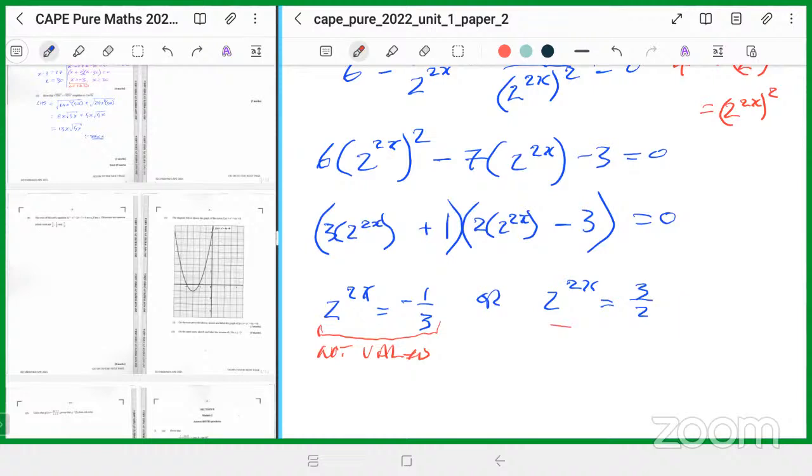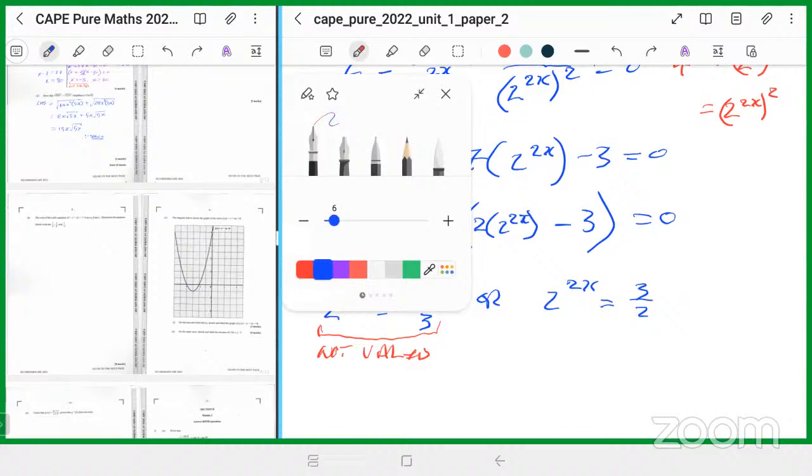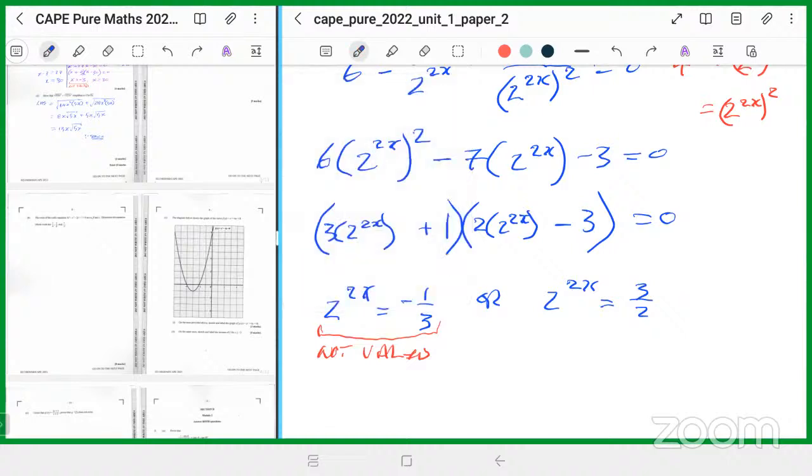All right, so now we're solving this. Remember, if the thing that you want to find is in the power, you must take logs. So I'm going to take log of both sides. And at pure math, you take ln. Let's write the ln this time. I'm going to take ln at both sides. So I'm going to write ln 2 to the 2x equals ln 3 over 2. That's 1.5. So I'm going to write 1.5 for this one.